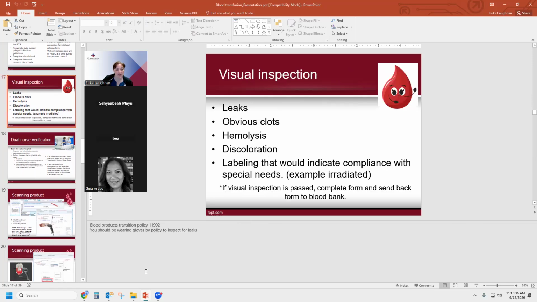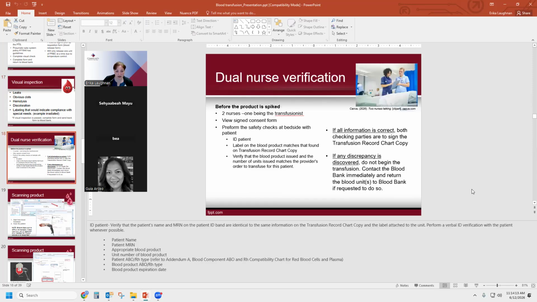Visual inspection. So according to our policy, we're supposed to wear gloves when we take out the blood from the clear bag to inspect it for leaks, which makes sense because we're inspecting it for leaks. But I've never put that together myself as a nurse. So that will probably be a new thing that the nurses are like, oh, really? But yeah, our policy, the 11902, does talk about wearing gloves when you remove it from the bag to inspect it. And then once it meets visual inspection, you're going to initial it, send it back, right? But apparently you were supposed to be wearing gloves for that piece of it, which was new news to me while I was reading this.